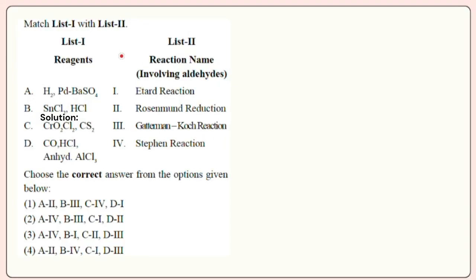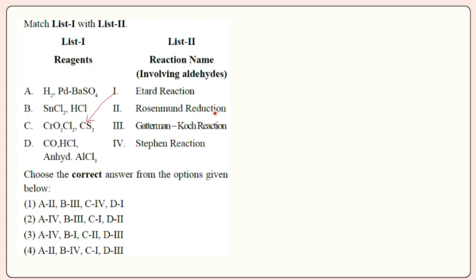In this question, we have to match the reagents given in list 1 with the name of the reaction given in list 2 and choose the correct answer from the given options. It's easy to match the name of the reaction with the reagent. I always remember like this. In Etard's reaction, we use chromyl chloride to convert toluene into benzaldehyde. Therefore, 1 matches with C.